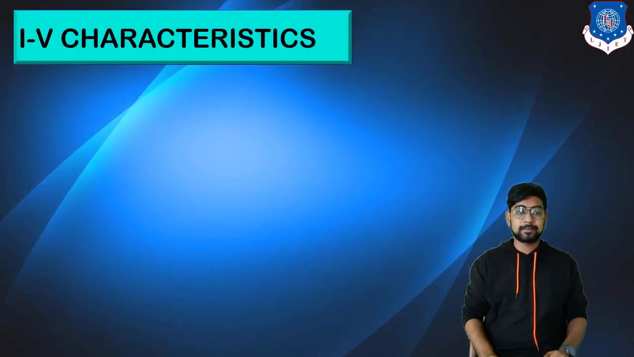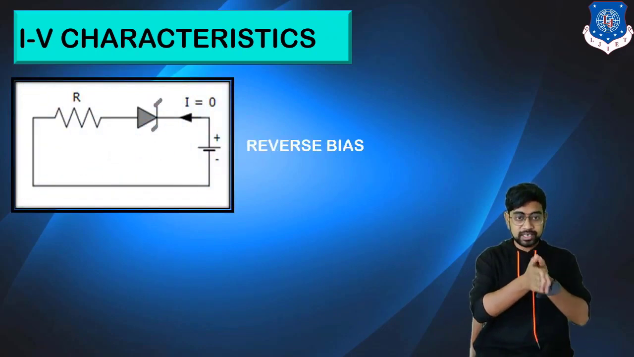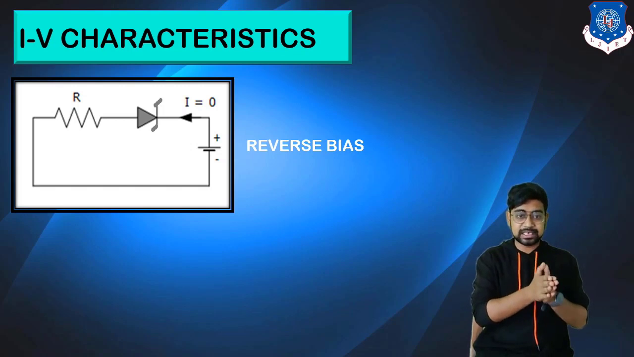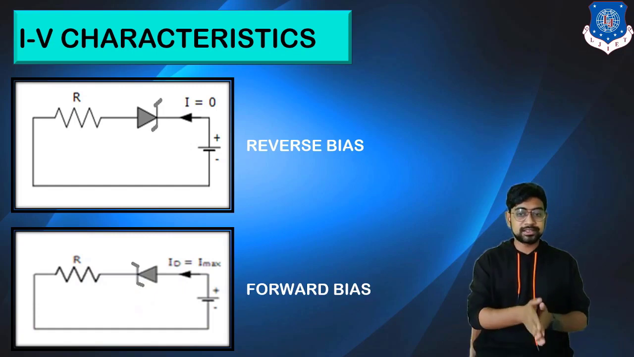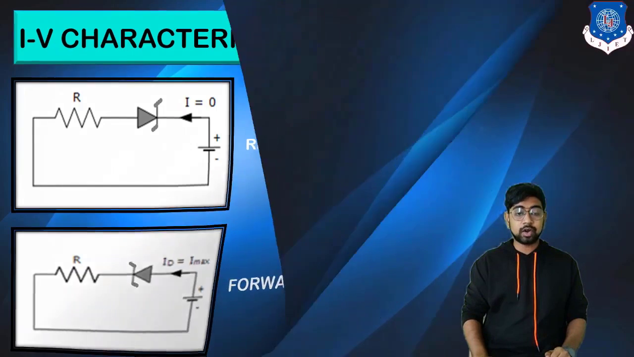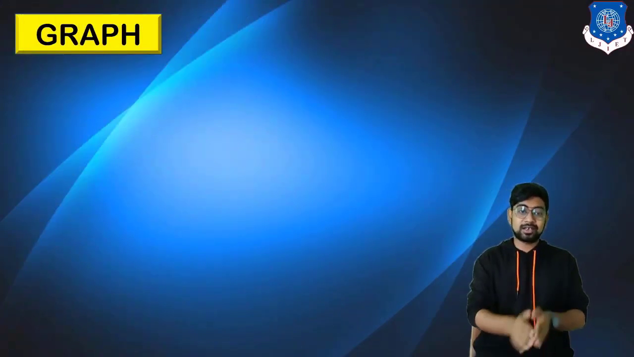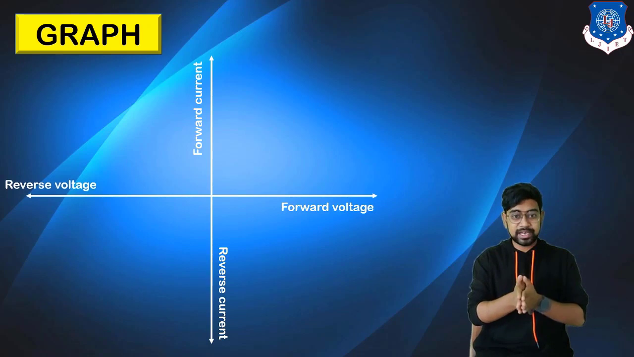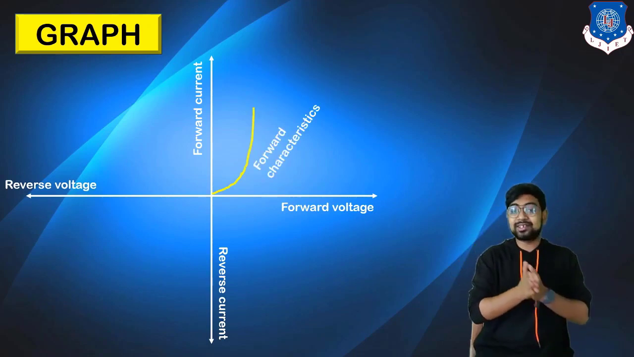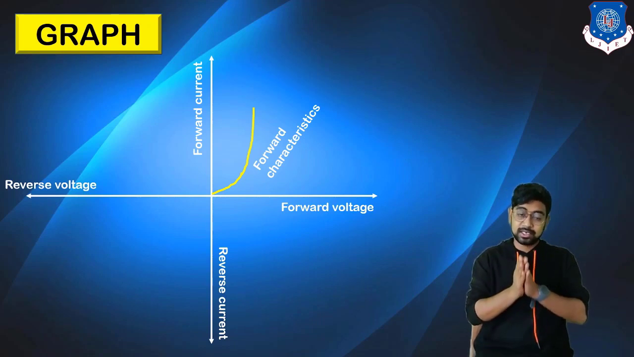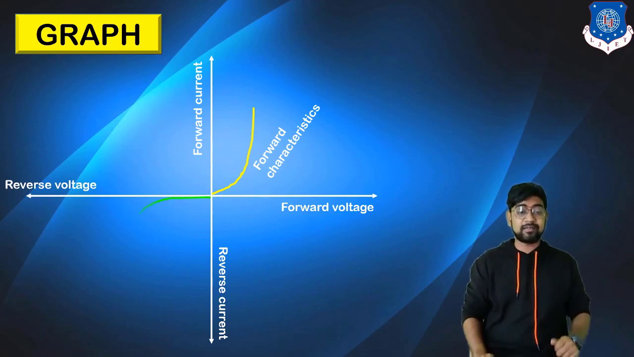Now we will go with the IV characteristics for the same. We are discussing the reverse bias, where the Zener diode works as a closed switch, and this is the forward bias condition. So what is the myth? The Zener diode is not non-operating in the forward bias. It operates as a normal diode, but the main takeaway is in the reverse bias.